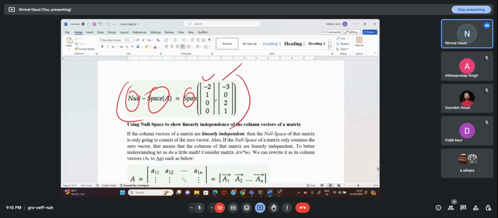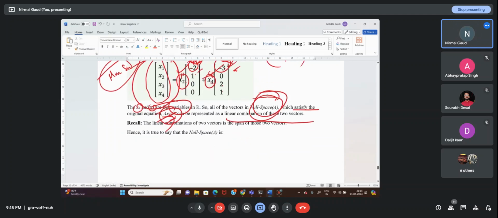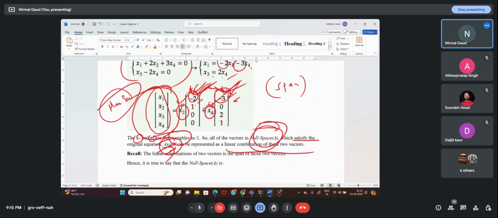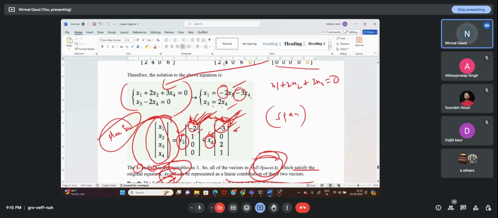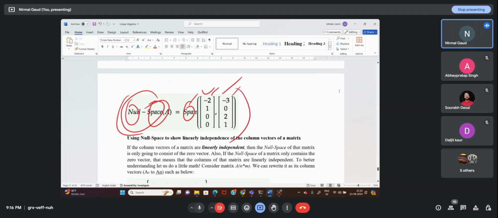The null space of A is equal to the span of these two vectors, this vector and this vector. This is one of the solutions which they are getting. You can have any other also, because once you have free variables, you can put any value and find any value of x1 and x3, as we have seen above. You can have many solutions.